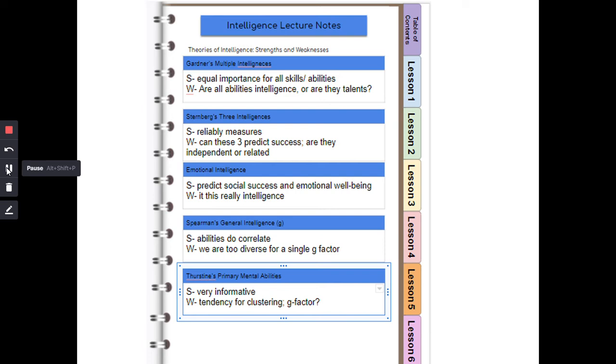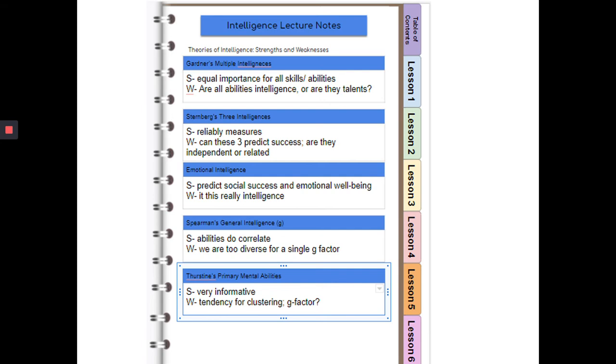Then with Sternberg, with the three different types of intelligence, you can give tests and measure those reliably. You're always going to end up getting the same results. Weakness with that is, can these three things actually be used to predict success? So can analytical, creative, and practical intelligence actually predict success? And are they all independent of each other, or are they related? Because a lot of times scores tend to relate to each other, so that could suggest a common G factor, but that's, again, one of the weaknesses, because you can group them and they do cluster. They might not be independent of each other.